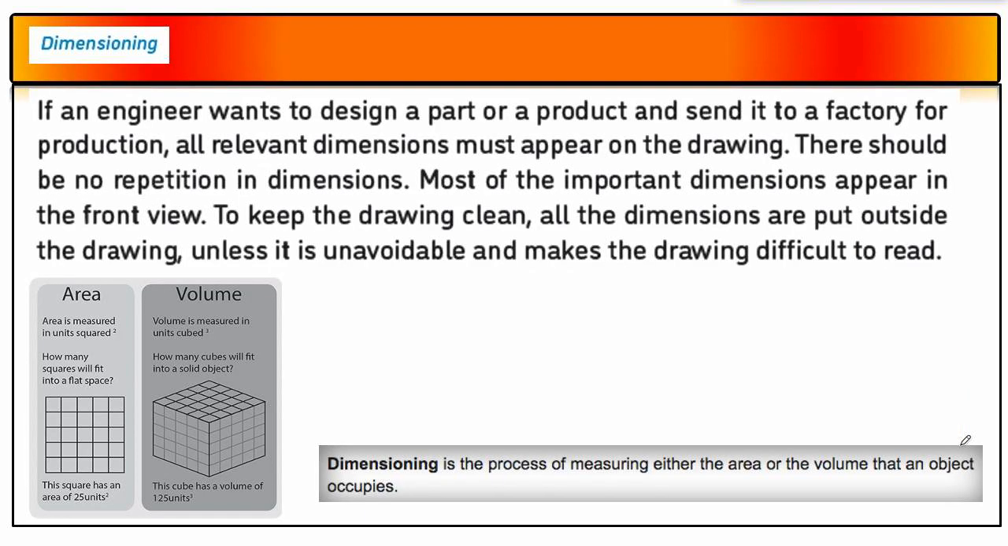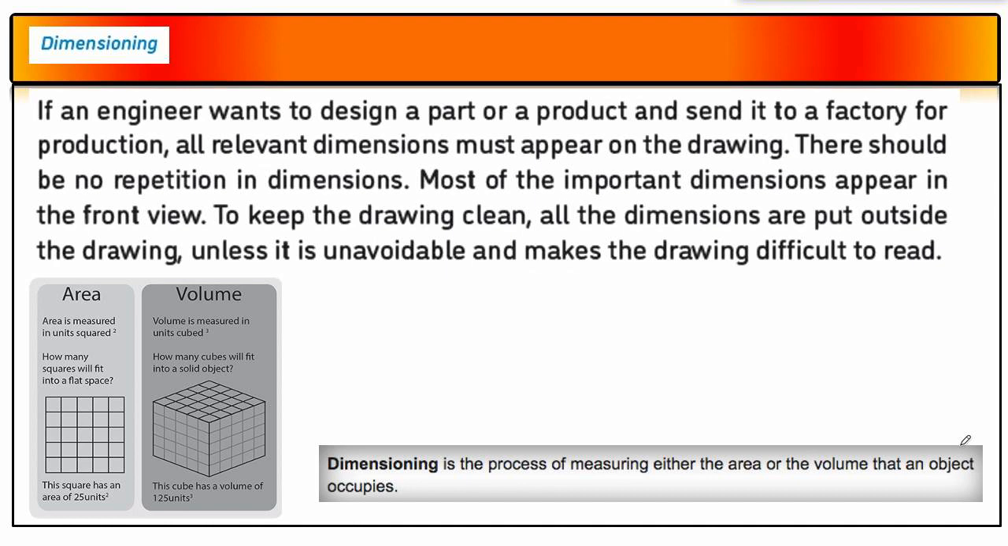We are now moving on to something called dimensioning. Dimensioning is just the process of where you measure either the area or the volume of an object. If an engineer wants to design a part or a product and send it to the factory for production, all relevant dimensions must appear on the drawing, so you have to make sure that you write all the measurements in detail in your prototype to be produced. There should be no repetition in dimension. You should not repeat any dimensions in your object.